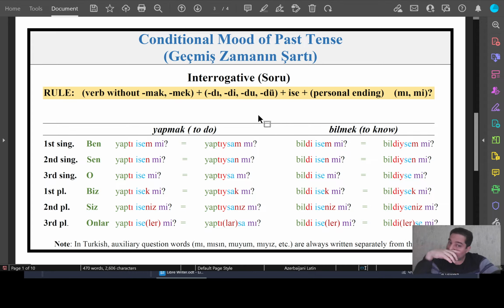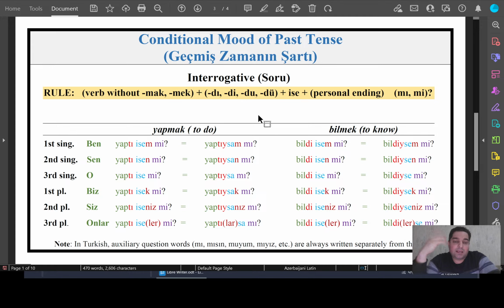So if you really want to clarify something by adding just the question word here, mı, mi, mu, mü, that's the only way you can use this question or interrogative case. Other than that, you don't, because it's conditional, right? You can't have a plain sentence as a question. It's all about condition here. Okay, yaptıysam mı? Do you mean if I have done it?